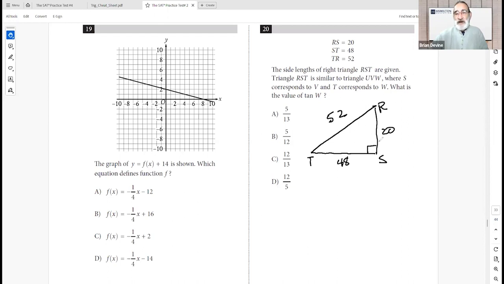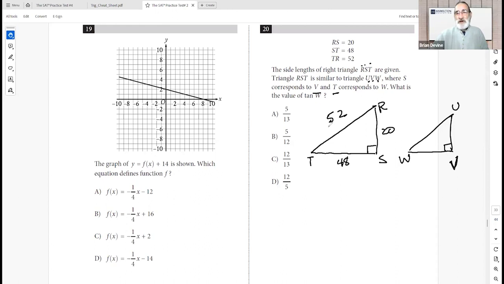Now, it's a right triangle. And they say that UVW is similar. So UVW, named in the same order, RST, UVW. And they tell us V corresponds to T. And this is V. It looks like a U, but that's V. So those are both right angles.